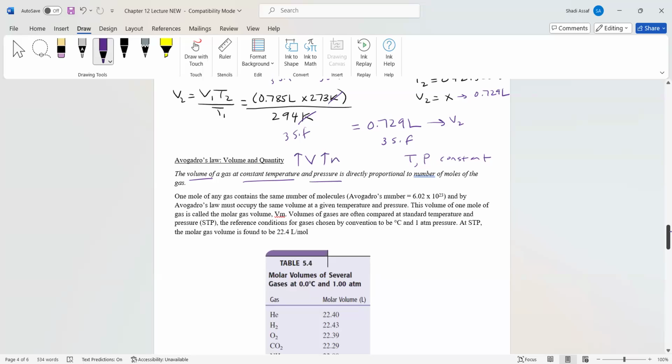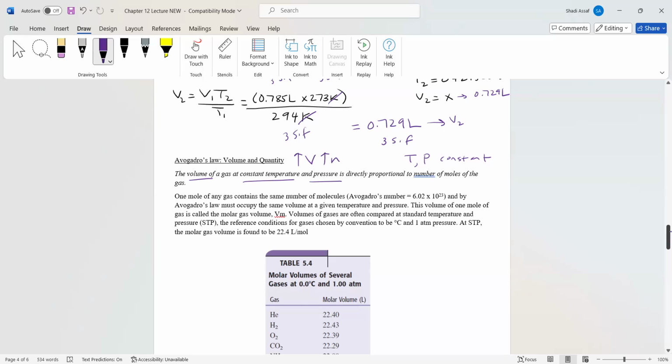You can see this just as simply as a balloon that's inflated versus deflated. The one that is inflated has more weight, has more air molecules in it. So the law is true. Another way of expressing this law is by reading the statement here, and it says 1 mole of any gas contains the same number of molecules, which is Avogadro's number, and by Avogadro's law, must occupy the same volume at a given temperature and pressure.